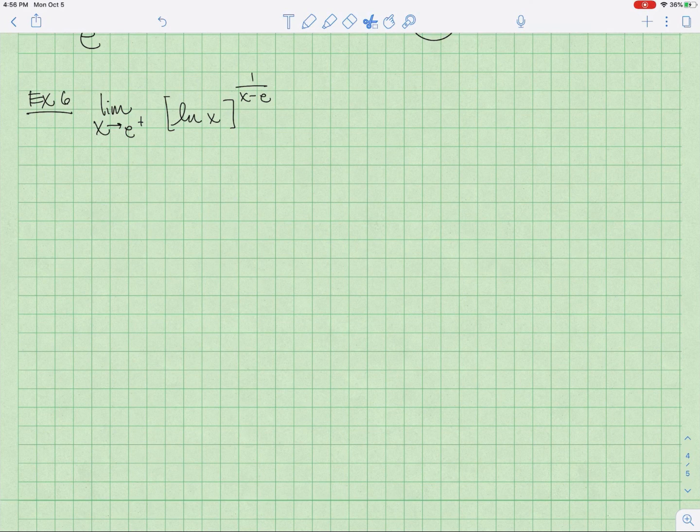This is the limit as x approaches e from the right of the natural log of x raised to the 1 over x minus e power. Isn't that creative? And when we do this, we get the natural log of e raised to the 1 over 0 positive, because we're using a number bigger than e. And that's equal to 1 to the infinity. And so we have the same indeterminate form. This is tier 3.